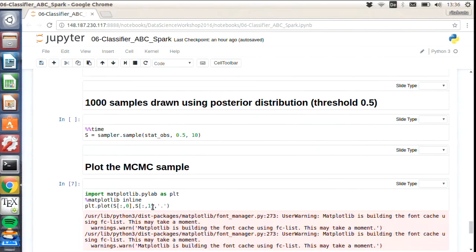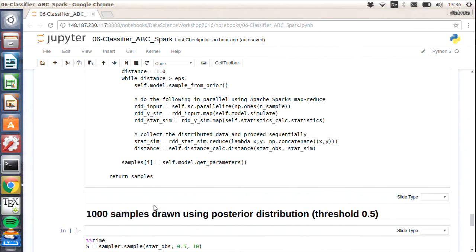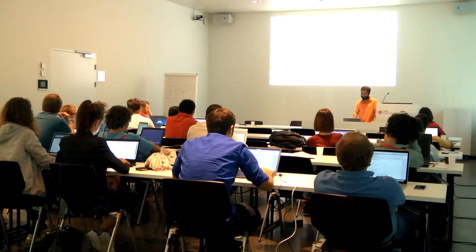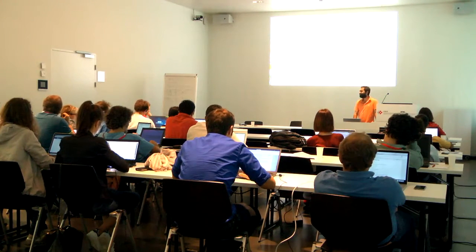But that's virtually what we did, the classifier ABC and then plugging in Spark inside it. So if you have any questions, I can probably explain it. And then you can run through all of these codes and see how they work and go play yourself. Okay.